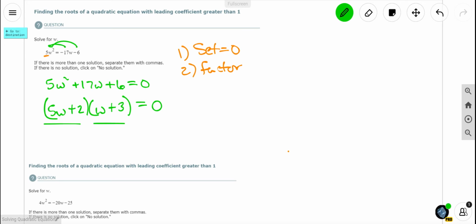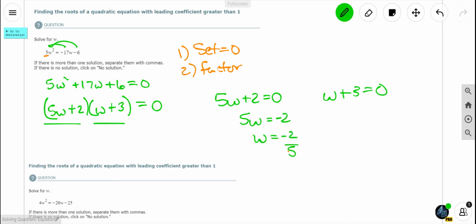Zero product rule. So I go 5w plus 2 equals 0, 4w plus 3 equals 0. 5w equals -2, w equals -2/5, or w equals -3/4.